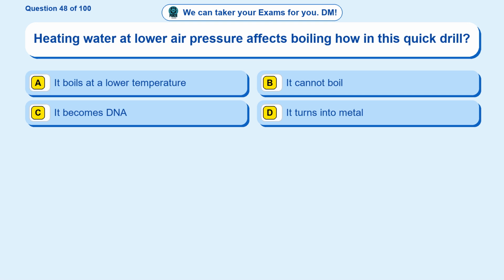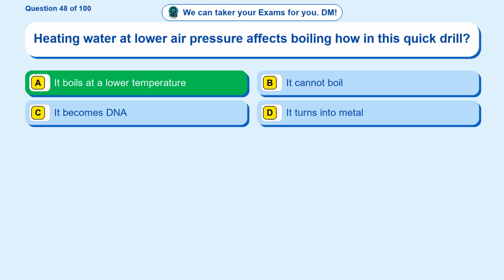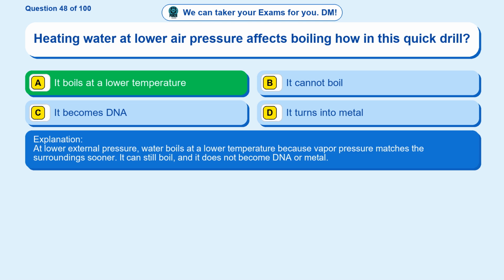Question 48. Heating water at lower air pressure affects boiling how in this quick drill? Option A. It boils at a lower temperature. Option B. It cannot boil. Option C. It becomes DNA. Option D. It turns into metal. The correct answer is option A. It boils at a lower temperature. At lower external pressure, water boils at a lower temperature because vapor pressure matches the surroundings sooner. It can still boil, and it does not become DNA or metal.